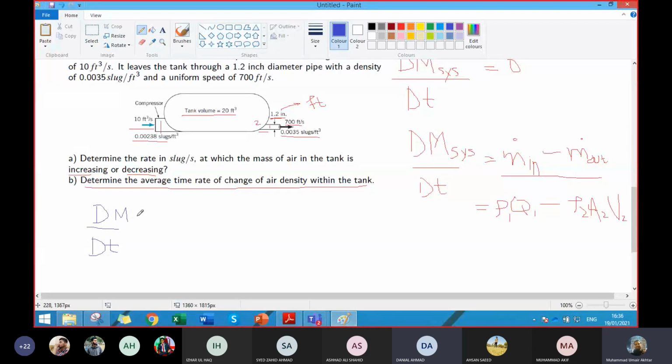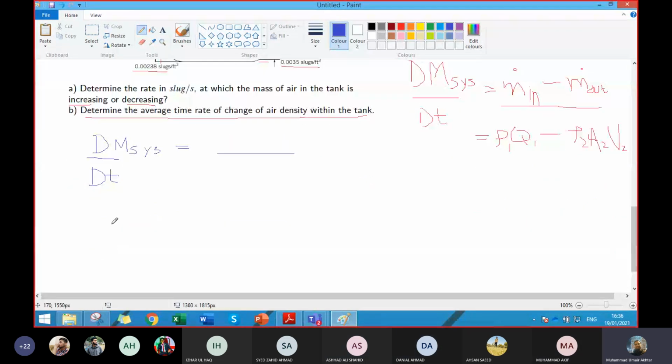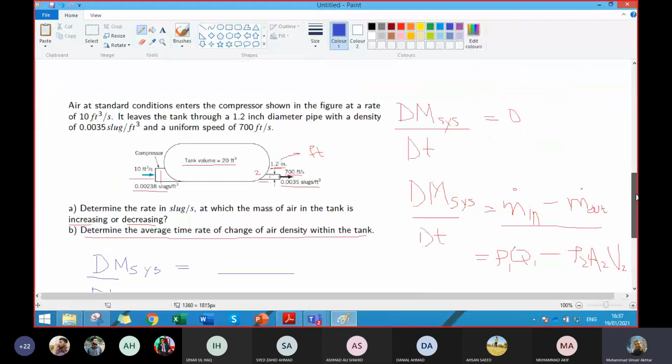Yes, we have calculated this term, right? dM system by dt. Right, we know this term now. Yes, sir, from this calculation. And if I write it like this, the mass of the system is basically a combination of two parameters. Which parameters? Sir, rho into volume. Density into volume, right? And we see that the volume of the tank is fixed. It cannot change. It is fixed at 20 feet cubed. If it is fixed, it means that it is constant, right?